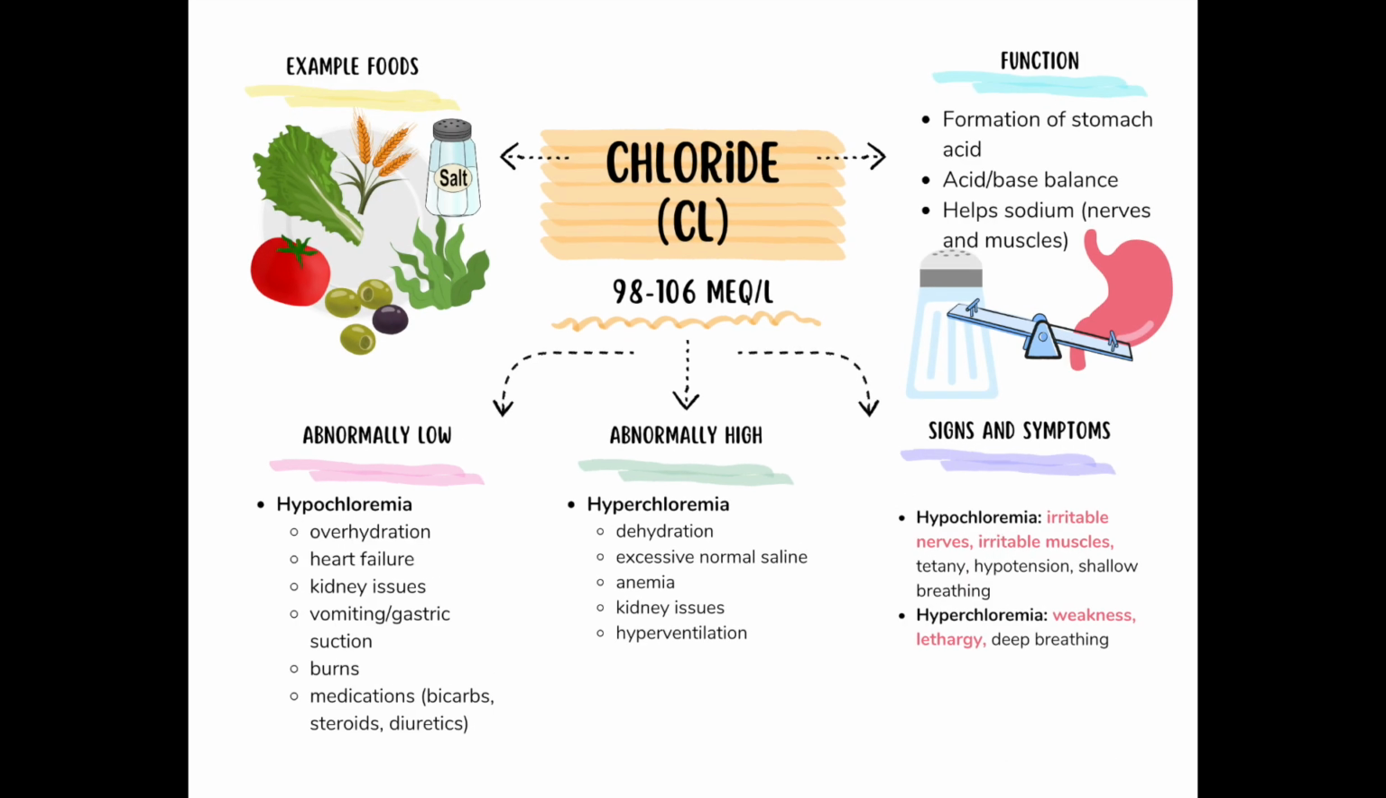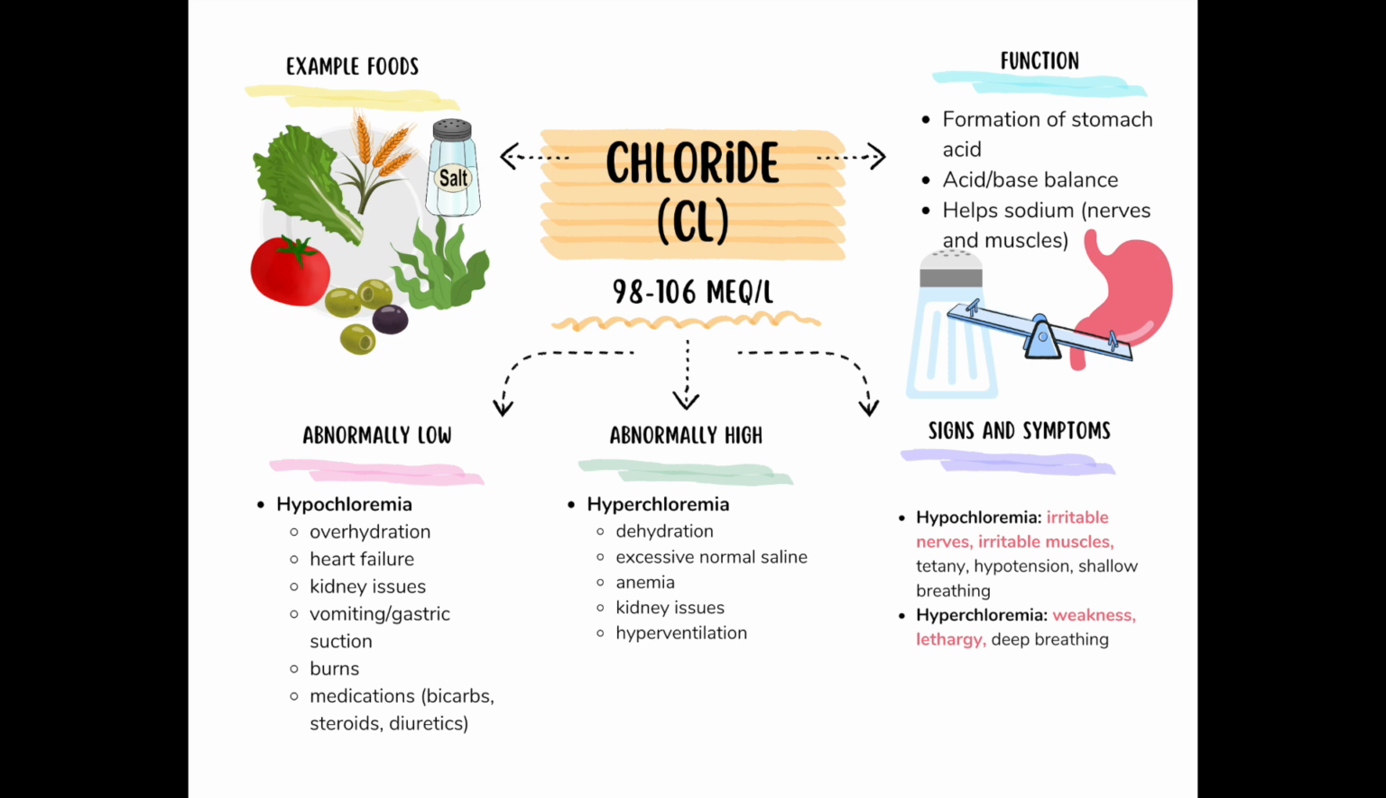The next electrolyte we're going to talk about is chloride, or Cl. The normal range for chloride is 98 to 106. The function of chloride is it helps us form stomach acid, or hydrochloric acid, and it helps with our acid-base balance throughout the body. And overall, it is kind of a buddy that helps sodium.